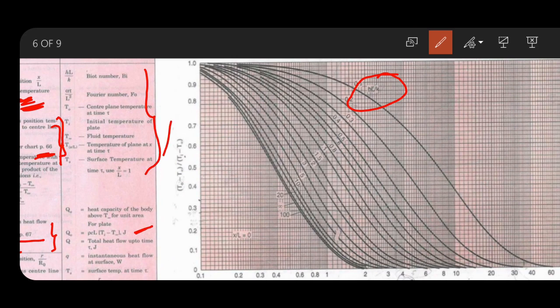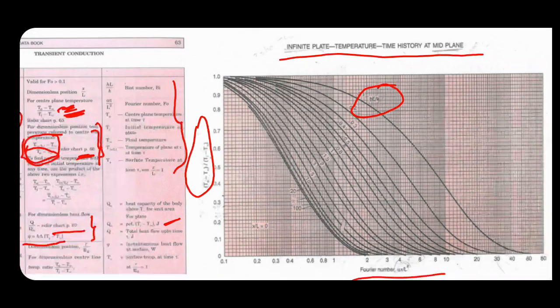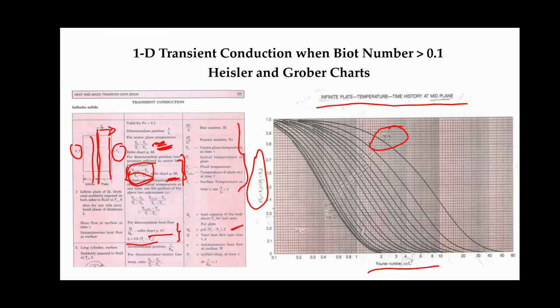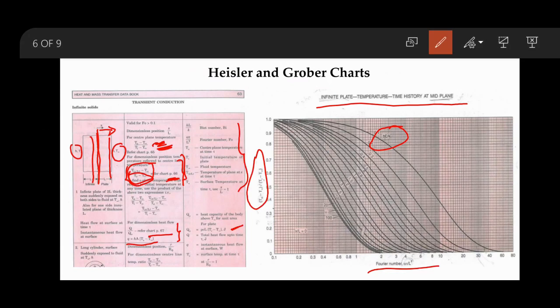On the y-axis we have the temperature ratio which we need to find out. In this case, first we need to find the Fourier number. Once we know the Fourier number and Biot number, say the Fourier number is 10 and the Biot number is 0.1, then from 10 you draw an imaginary line vertically up where it intersects the curve for 0.1.